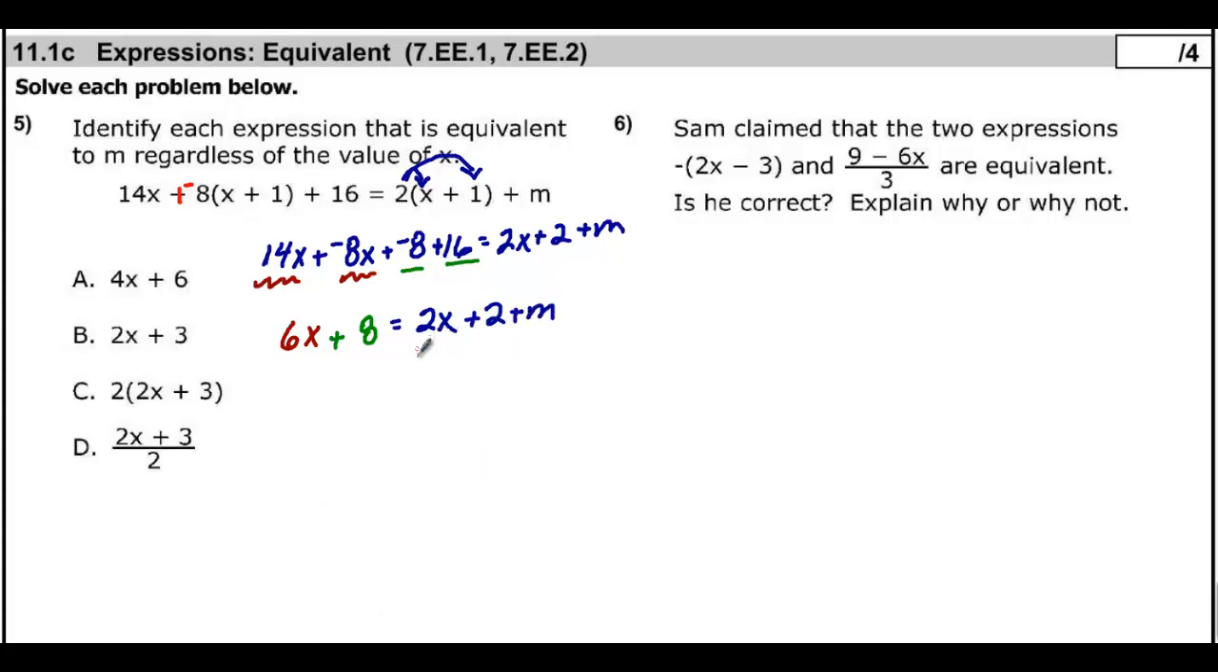All right, we need to remove the 2x by adding its opposite. We need to remove the 2 by adding its opposite. Remember, our goal here is to solve for m. So we are trying to solve for m. So let's go and do this work. If we're adding a negative 2x to that side, we're adding a negative 2x over here. 6x plus negative 2x is 4x.